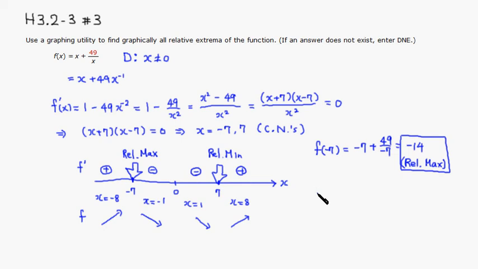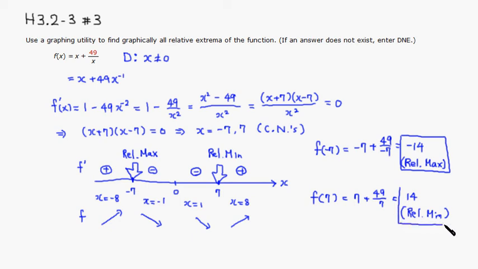The other guy is f of 7, which is equal to, of course, 7 plus 49 over 7. That's 7 plus 7, so it's 14. So this guy is actually the relative minimum.